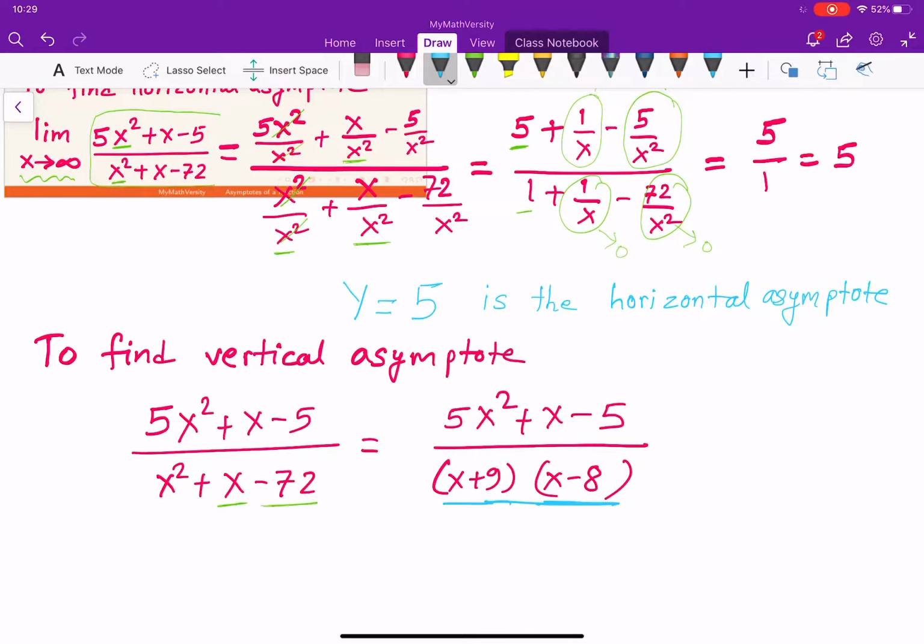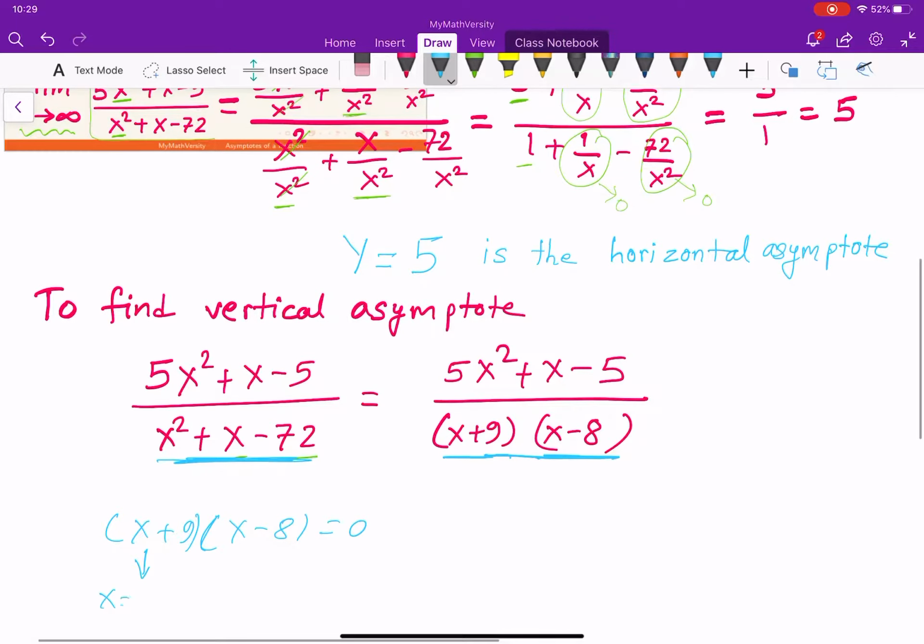When I set that equal to 0, it turns out that at x equal to minus 9 and x equal to 8, the denominator is 0, right? So what I'm trying to see is where this denominator is 0. (x + 9)(x − 8) is equal to 0 if, from here, I get x equal to minus 9, and from here x equal to 8. These are the two numbers where the denominator is 0, right?